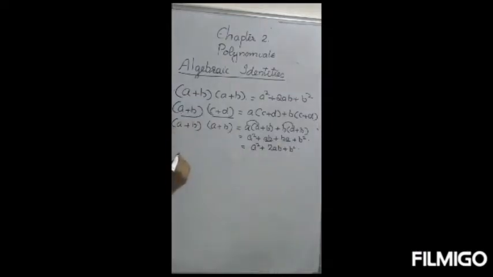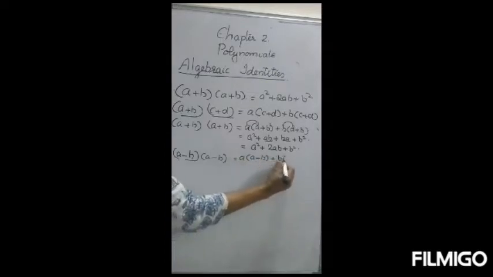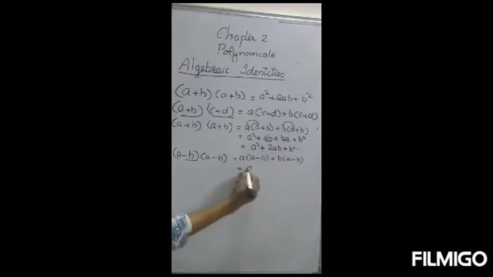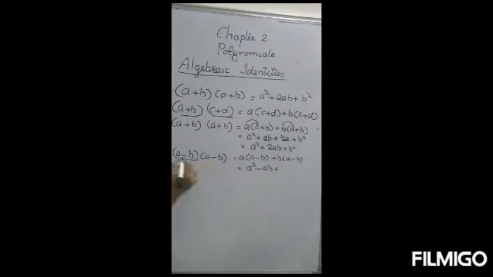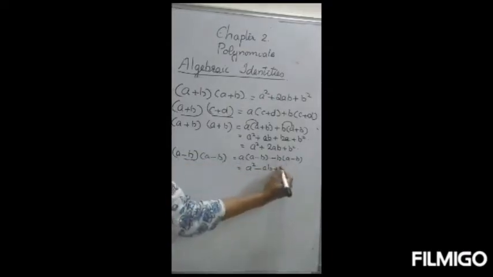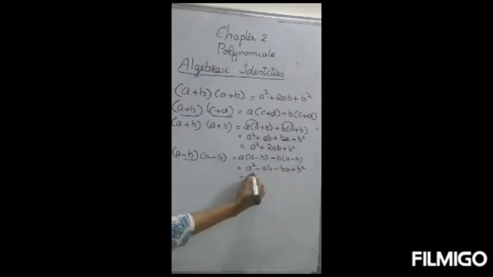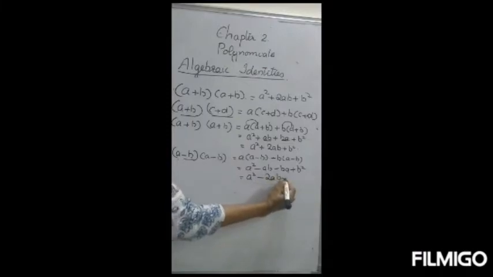Now the next identity, (a − b)(a − b). Here it is also the same terms, a − b and a − b, that is a(a − b) + (−b)(a − b), that is a² − ab, and minus b into a is −ba, and minus into minus is plus b². That is a² − 2ab + b².